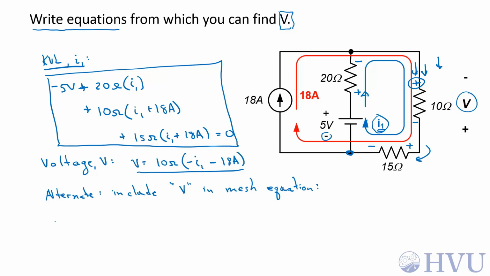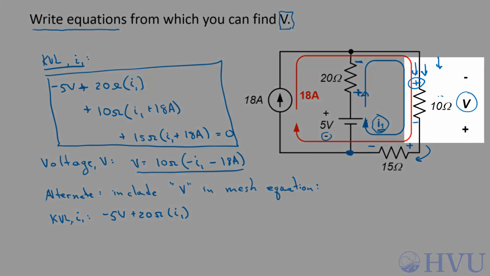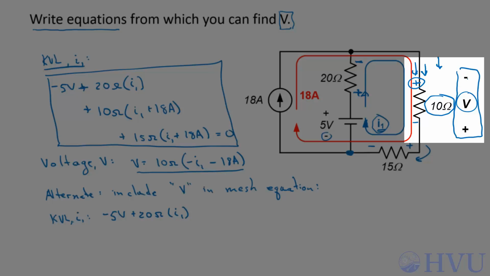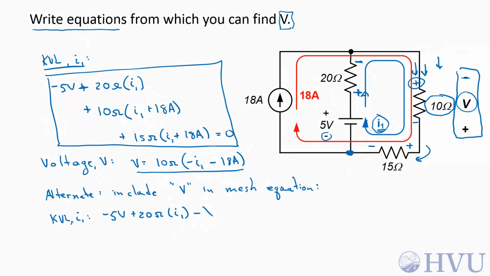Now let's redo this KVL around I1. So starting down here again, I get a negative 5 volts. I'm going to use this polarity again. So this is 20 ohms times just I1. Now we're going to go through this 10 ohm resistor again. But I'm going to use this voltage V and its polarity. So now I enter a negative terminal, so that's a negative V contribution. Now down to my 15 ohm resistor, that's the resistance 15 ohms times I1 plus 18 amps. That sums to 0 because it brings me back to my starting point.